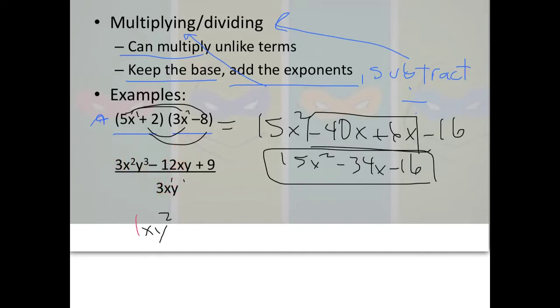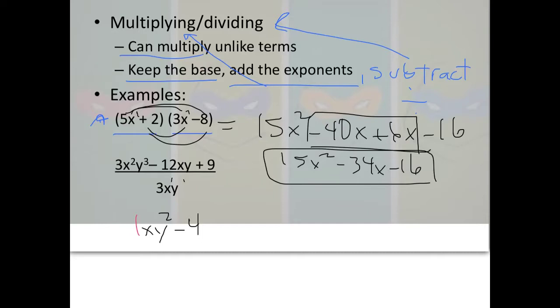Now we go here. What is negative 12 divided by 3? That is negative 4. x divided by x, keep the base, subtract the exponents, that's x to the 0 power. And y divided by y would be y to the 0 power, but we don't need to write all these things to the 0 power, so we are moving on. Now what we're doing is we're going to divide those.